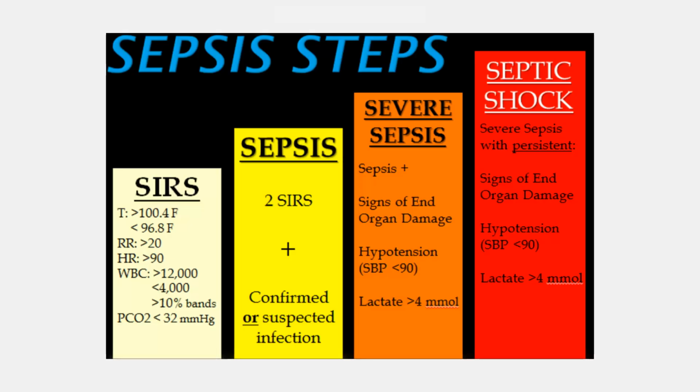If they're sepsis positive, we're going to hopefully prevent organ damage from all that edema, third spacing, lack of perfusion to the tissues. Look for hypotension, a systolic less than 90, a narrowing pulse pressure, a lactate greater than 4. That means the cells are dying off. And then septic shock, severe sepsis with persistent signs of organ damage, persistent hypotension, and a lactic acid buildup.